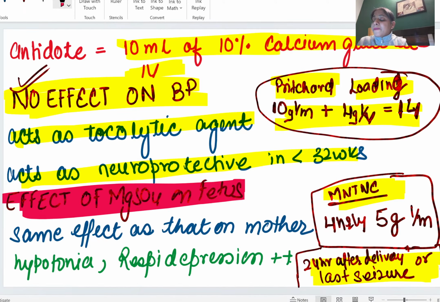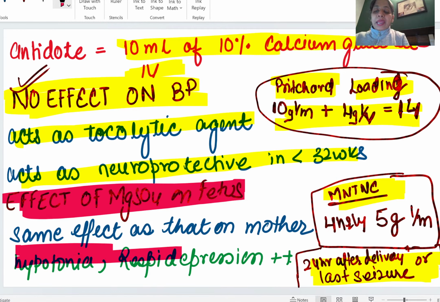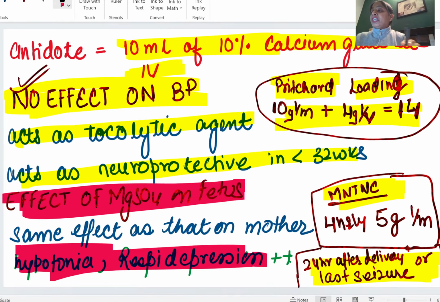It has the same effect. Just like in the mother the knee reflexes go, in a similar way, if magnesium sulfate is given to the mother, it also affects the fetus and causes hypotonia and respiratory depression in the fetus. No new things. The fetus is also a human body. Same effects occur in the fetus also.